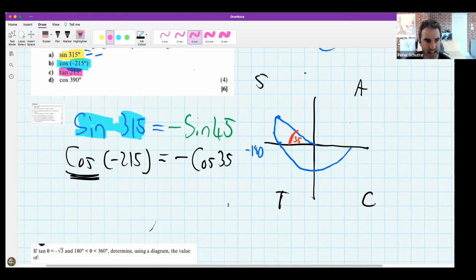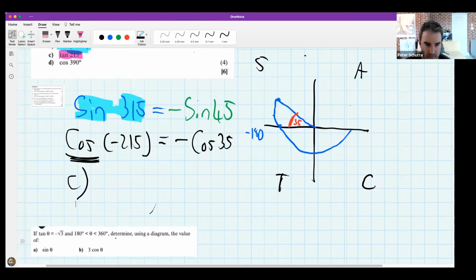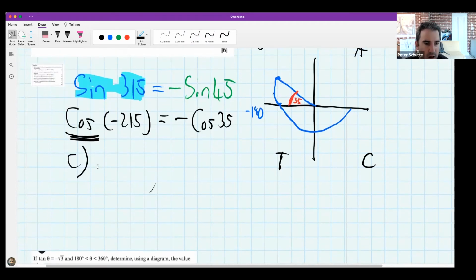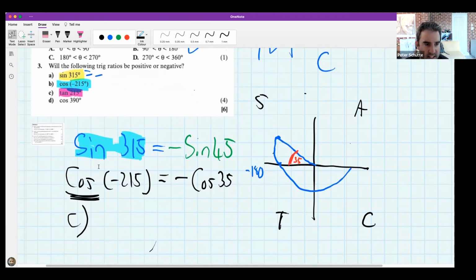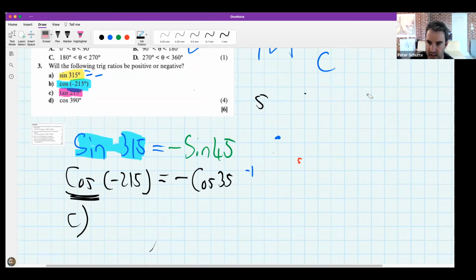Okay, Micah said, can I explain this step by step? Let me do C for you. Let me take you through this process for C. So let's do that. So how would I visualize, let's get rid of this thing over here. How would I visualize the tan of 215 degrees if I went to my cast diagram?